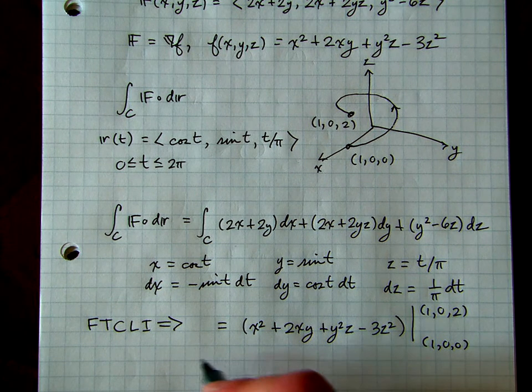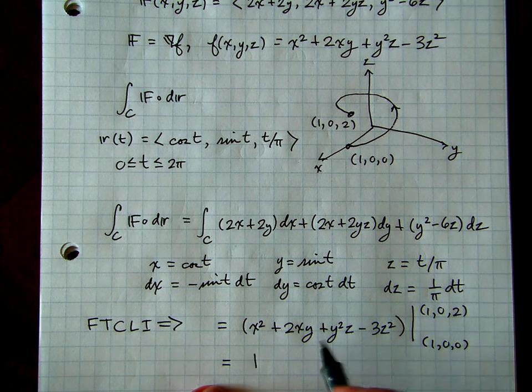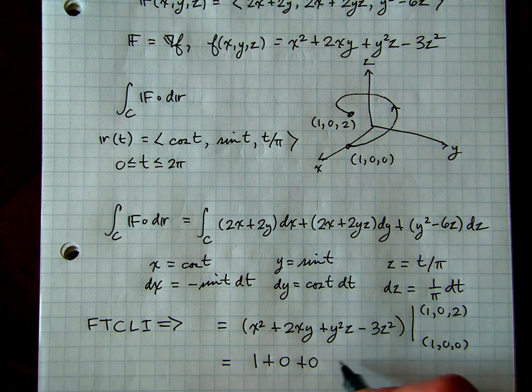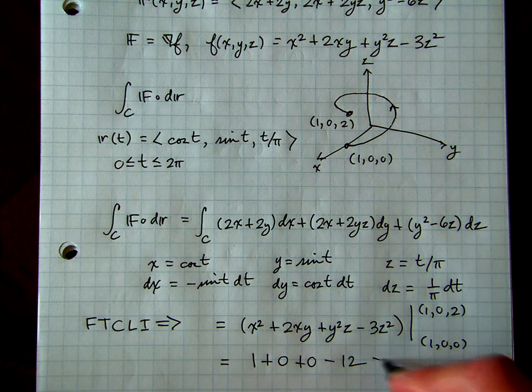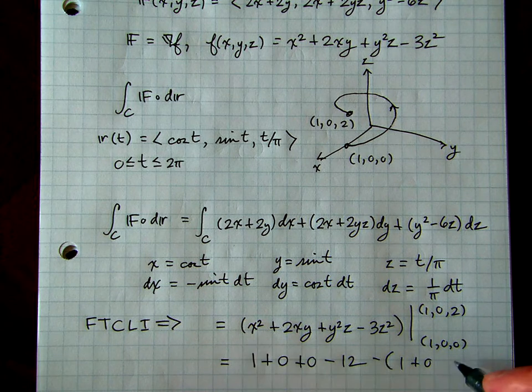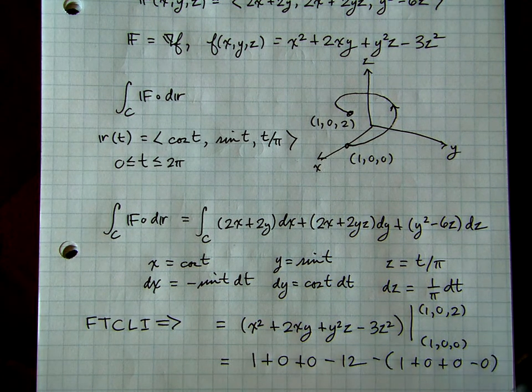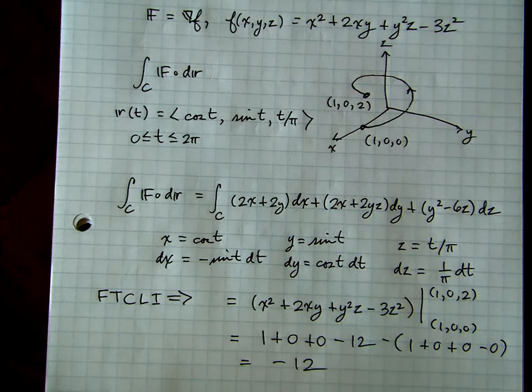So what happens? Well, plug in 1, 0, 2, you get 1 plus 0 plus 0 minus, plugging in a 2 here, 12, minus 1 plus 0 plus 0 minus 0. Put it all together. The ones cancel. Minus 12. Okay? So our result for this integral is minus 12.